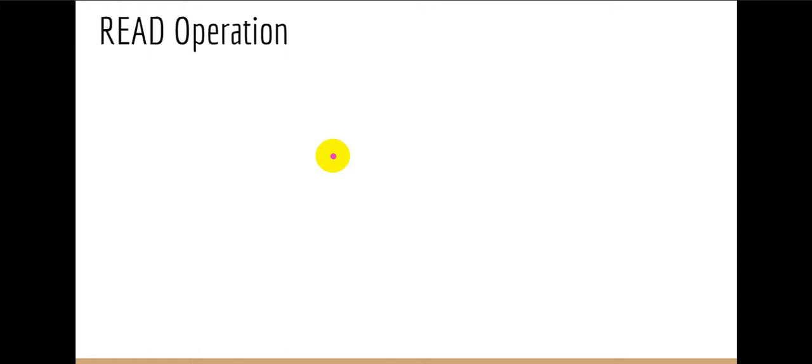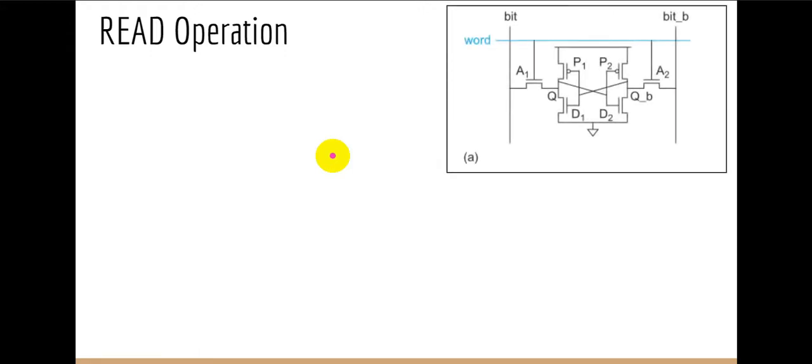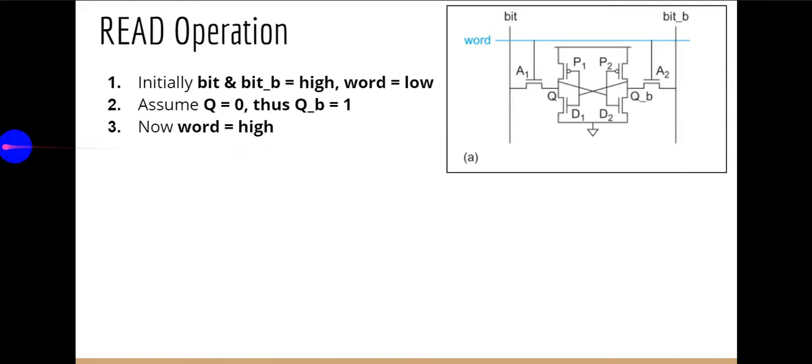So let's start. Let's say we want to understand the read operation first. We assume that in this memory cell, we have already stored something, the Q. Before going to read, there are a couple of synchronous operations we have to maintain. First, before read, we have to make bit and bit bar lines high, or you can say the bit lines are both initially floating high. Then we assume Q is 0 and Q bar is 1.